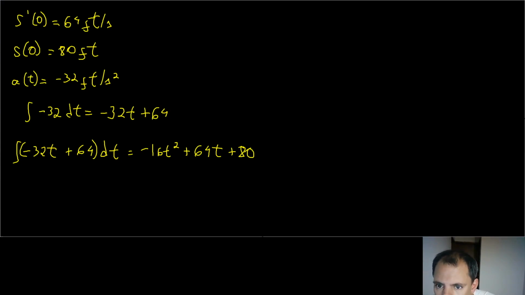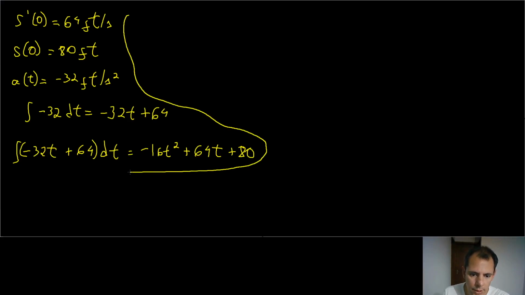Okay, so that was letter A. Find the position function, given the height s as a function of the time t. Okay, so we found it. This is number 1 in here. So this is done.